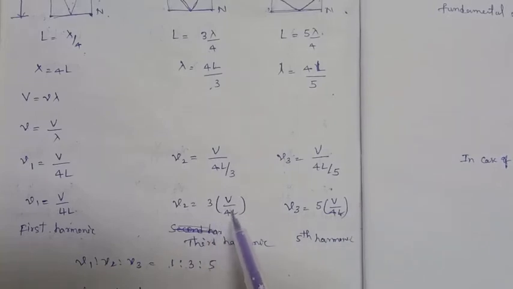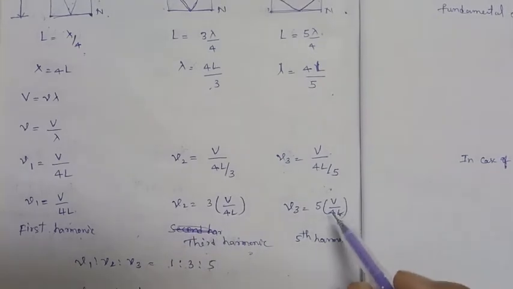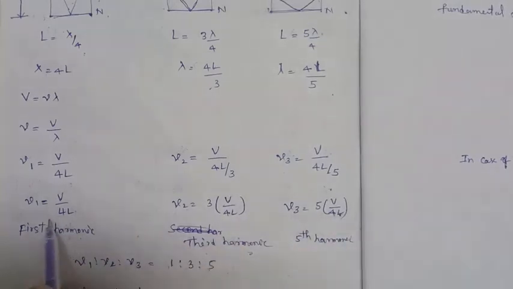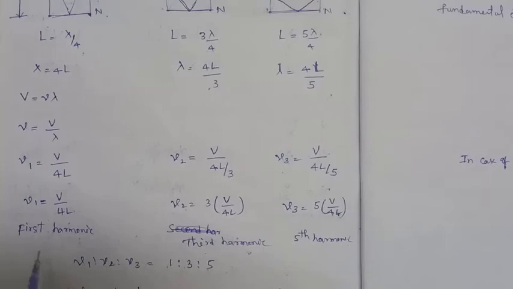So then 3 into v by 4L, but what is the frequency we are getting here? The first fundamental frequency is v by 4L, but this is 3 multiples of the fundamental frequency. That's why it is called the third harmonic. Similarly here, it is the fifth multiple of the fundamental frequency, so it is called the fifth harmonic. So here you have to observe the first harmonic and next the third harmonic, but even harmonics are not possible in a closed pipe.